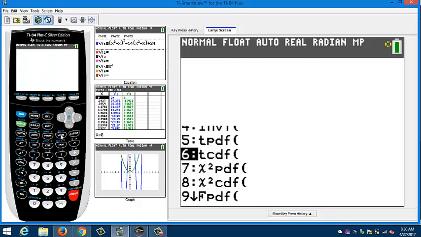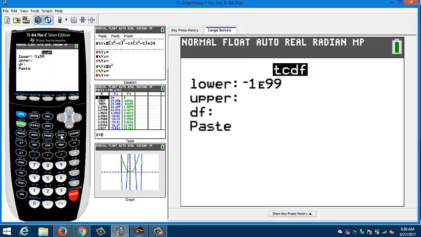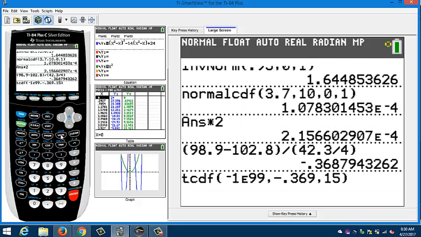And then it's going to ask me a few things. Lower bound, is that okay for my lower bound? Yeah, a really low number. Upper bound? Negative 0.369. Oh, DF. Do you guys remember what that stands for? Degrees of freedom. Do you remember how to get it? It's just n minus 1, so for us it's going to be 15, right? And I'm just going to paste that in, and that'll give me the TCDF.